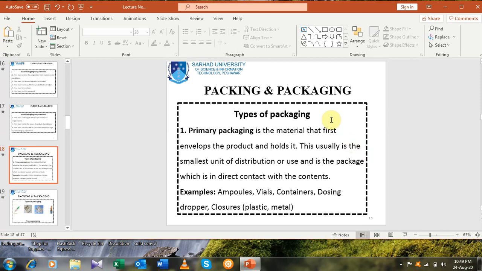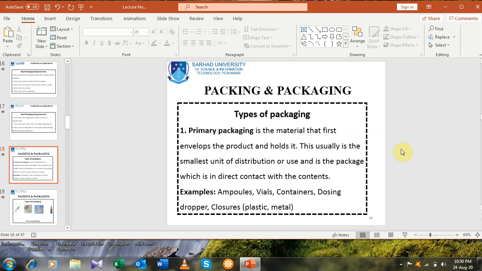First of all, we will discuss the types of packaging. We have also discussed this type of packaging in the previous lectures and in this chapter as well. We call this primary packaging, that is the first envelope of the product. This is usually the smallest unit of distribution for use, and it is the package which is in direct contact with the contents or the formulation. This type of packaging material is termed primary packaging.